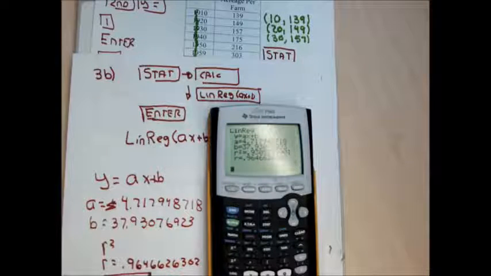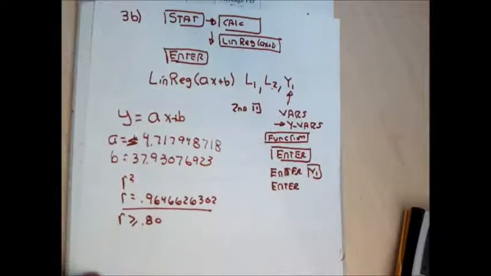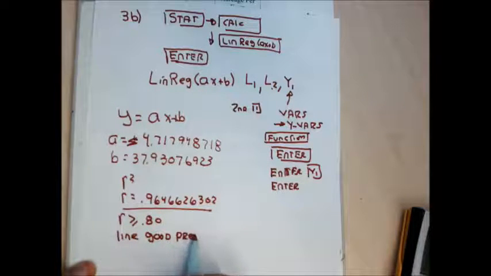The r is the important one of these numbers. If the r is bigger than 0.8, the line is considered a decent estimator. So the line is a good predictor of the data if the r that comes up is bigger than 0.8.